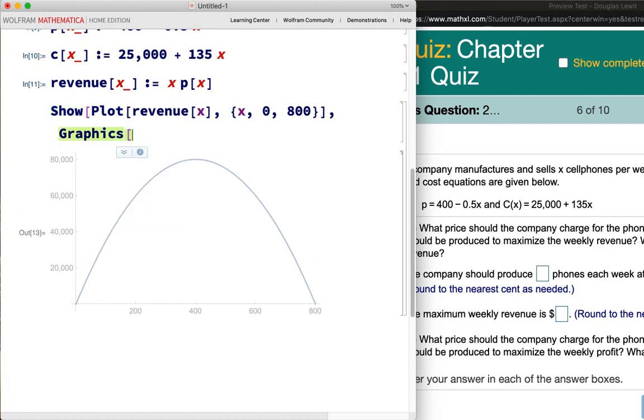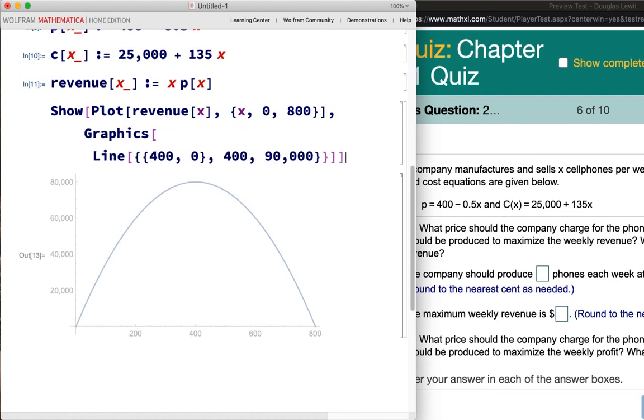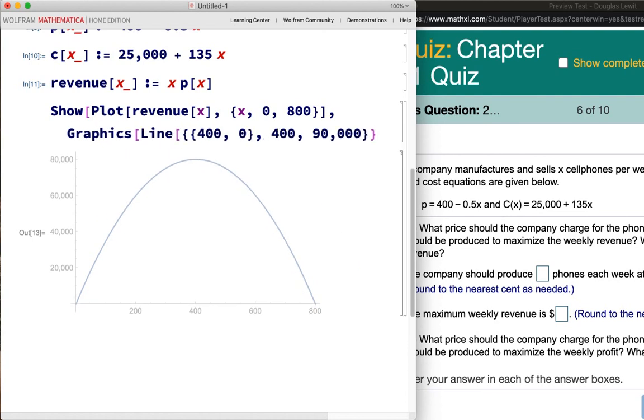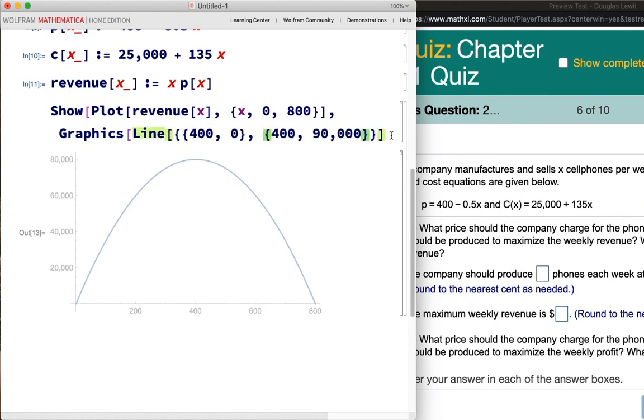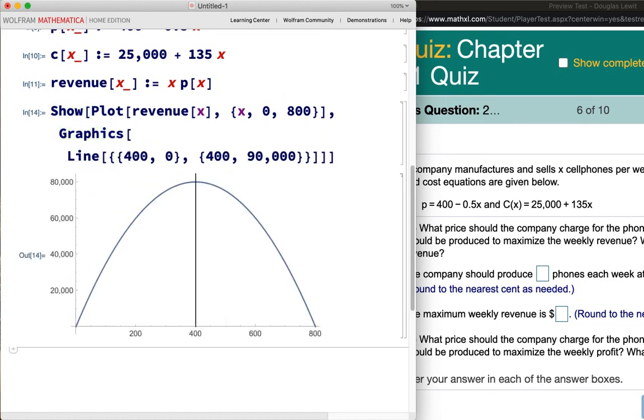Graphics, line, 400, 0, and 400, I don't know, let's go up to 90,000. Oops, 1 second. Close the line. Wait a minute. Oh, no wonder. Okay, close the line function, close the graphics, close the show function. Okay, so it looks to me like the maximum occurs right over here when x is equal to 400.